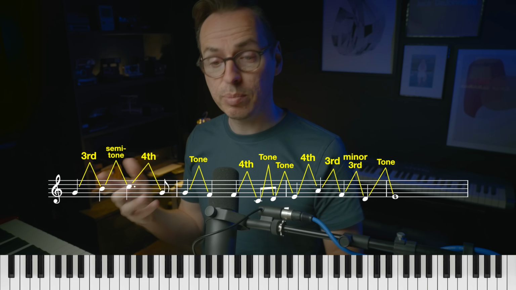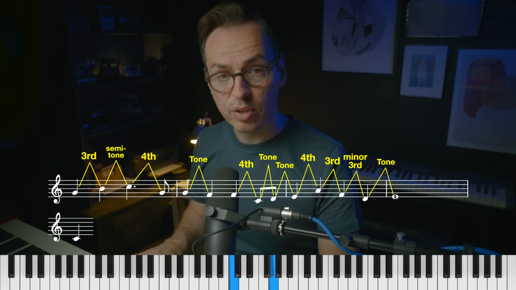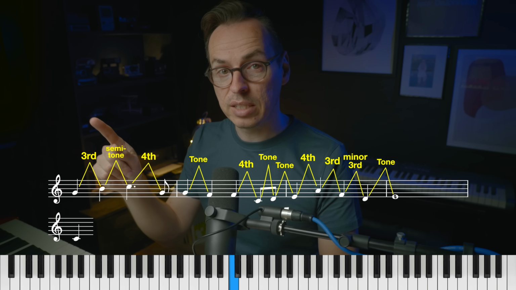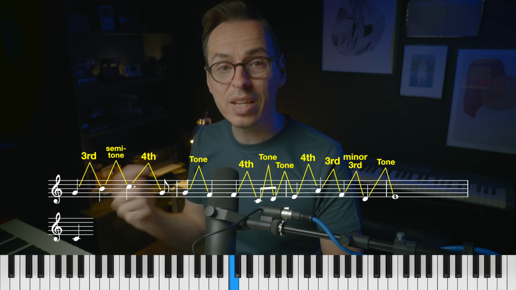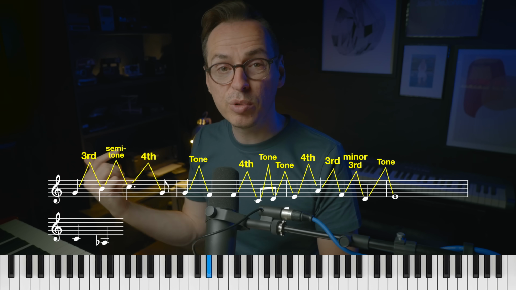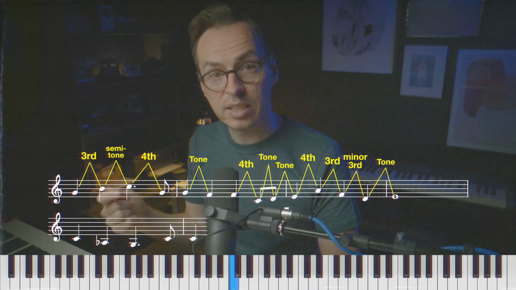Now, a simple way to invert this melody would be to take those intervals and flip them. So if we start on a different note, and instead of moving up a major third like we did in our initial melody, we're going to take our starting note, we're going to move down a major third. And then what happened is we moved up a semitone, well, we're going to move down a semitone. And then we move down a fourth, so we're going to move up a fourth. And instead of moving down a tone, we're going to move up a tone.